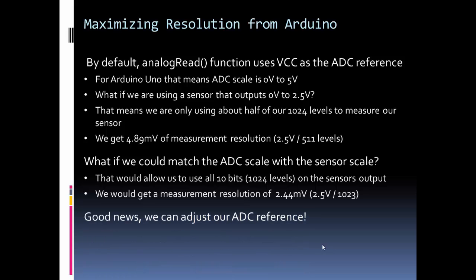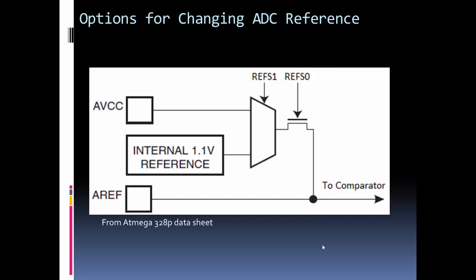What I'm leading up to, if you haven't already guessed, is that there is a way to adjust our ADC reference. So we can adjust our ADC reference to better match whatever we're trying to measure, to get the most out of our 10 bits of resolution. Here's a picture I got from the ATmega328P datasheet. It may differ depending on the Arduino you're using, but this is meant to just give you an idea.